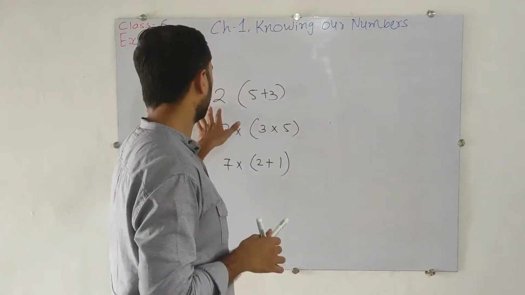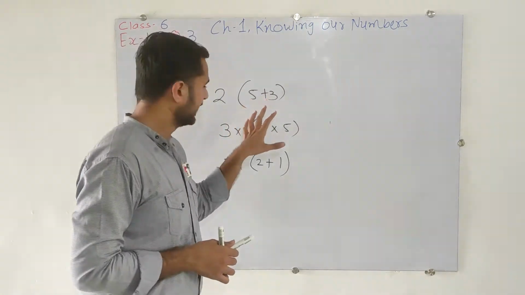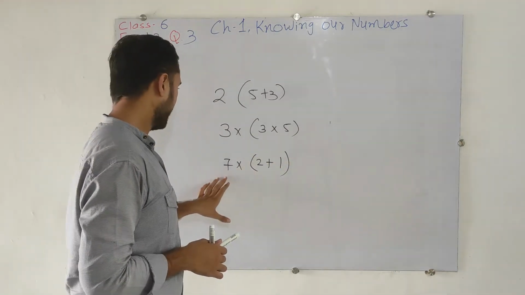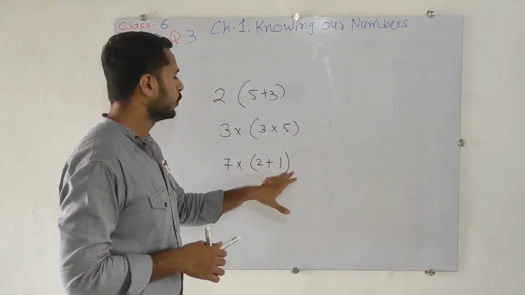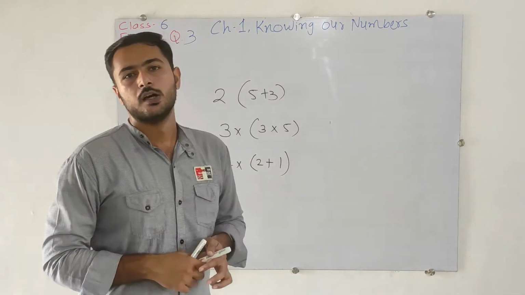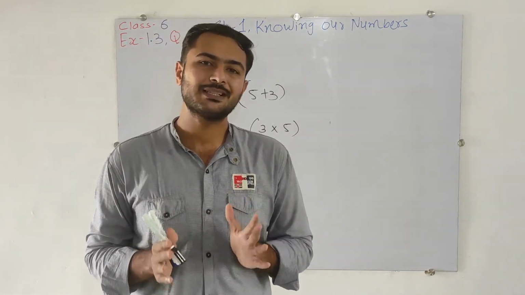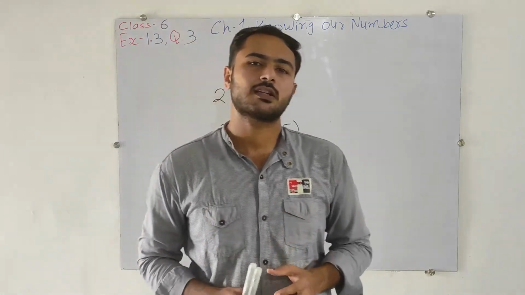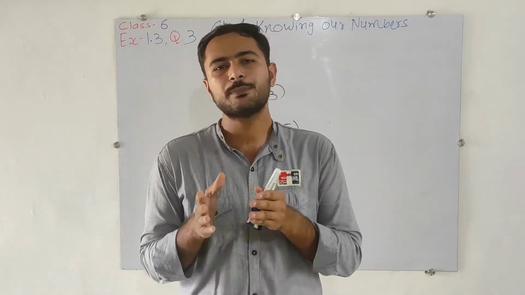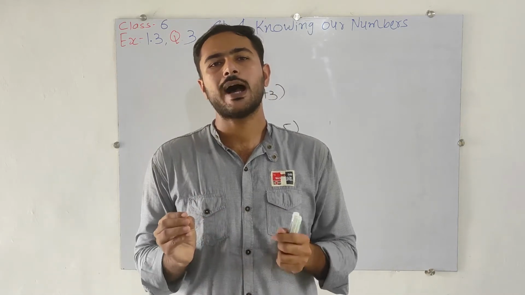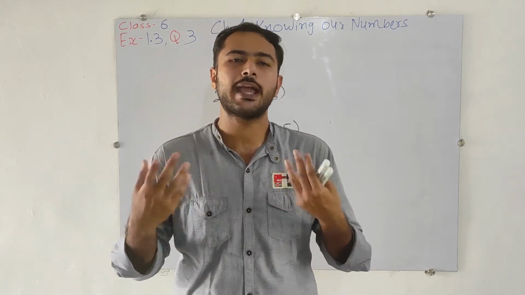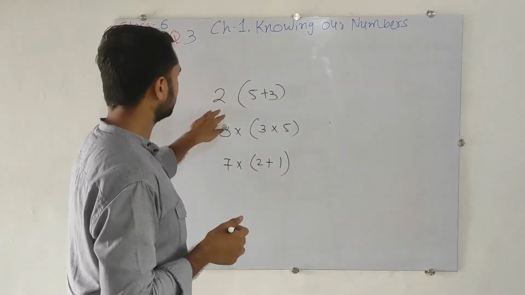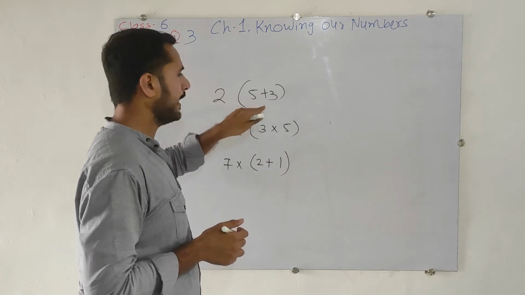In the first one there is 2 bracket 5 plus 3. The second one is 3 multiplied by bracket 3 multiplied by 5. And the third one is 7 multiplied by bracket 2 plus 1. First of all, just understand the bracket. What is the meaning of the bracket? Whenever you see a bracket in mathematics, the condition is that you have to solve the bracket first. First of all, you have to solve the brackets only, then only you can do any further calculations.